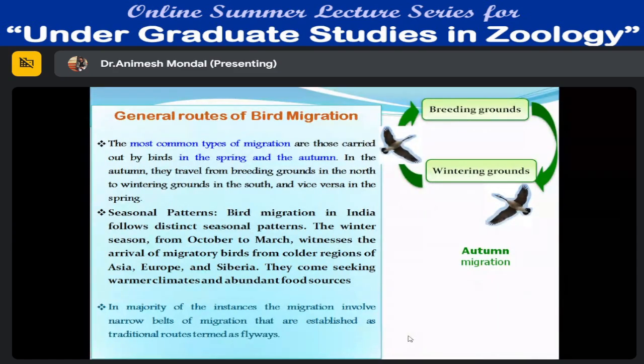So in the majority of instances, migration involves a narrow belt. Narrow belt means the particular path through which birds generally move from one place to another. This geographical area, which is covered by a migratory bird over the course of its annual cycle, corresponding to breeding and non-breeding grounds and the connecting migration routes, is known as a flyway.